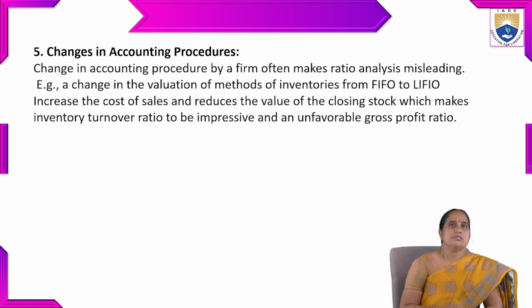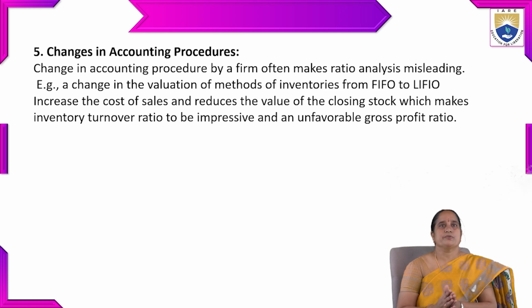The next, changes in accounting procedures. A change in accounting procedure by a firm often makes ratio analysis misleading. Different types of organizations may follow different types of accounting procedure. For example, the service sector will have its own procedure. If you take insurance companies, they will adopt their own accounting procedure. A manufacturing concern may have a different type of accounting procedure.